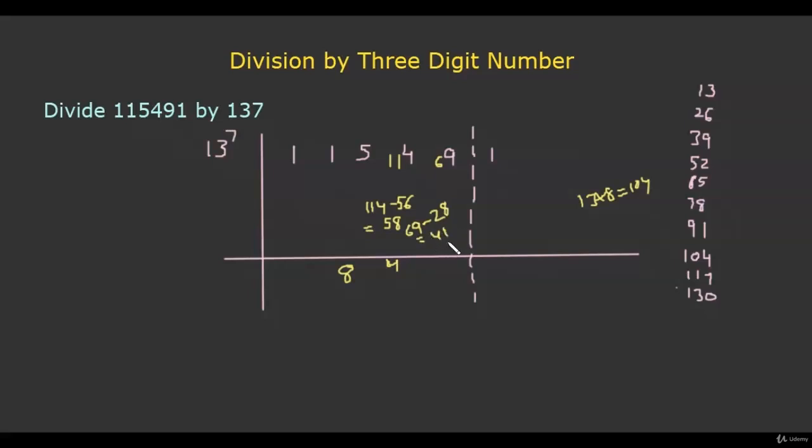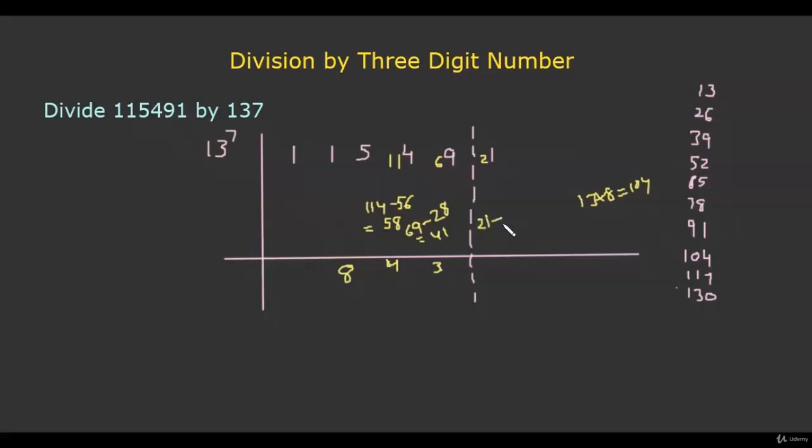Once we get the net dividend number, we divide it by the base digit 13. 13 divides 41 three times, 39, and the remainder is 2. So we place the remainder over here before the next dividend number. So the next dividend number is 21.